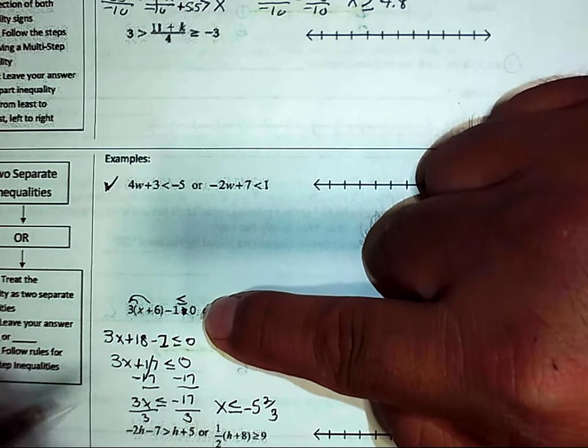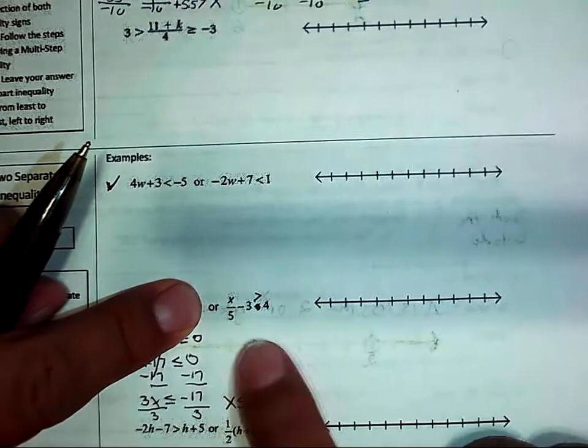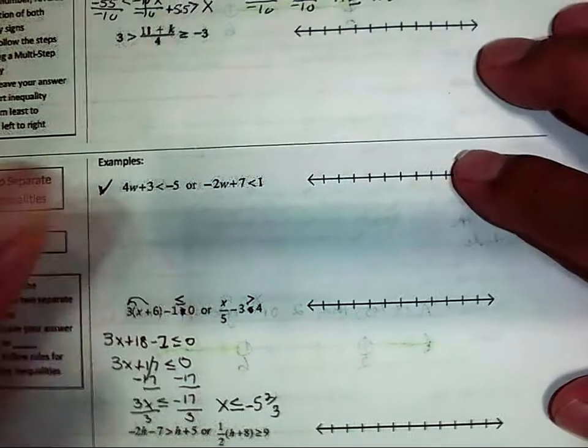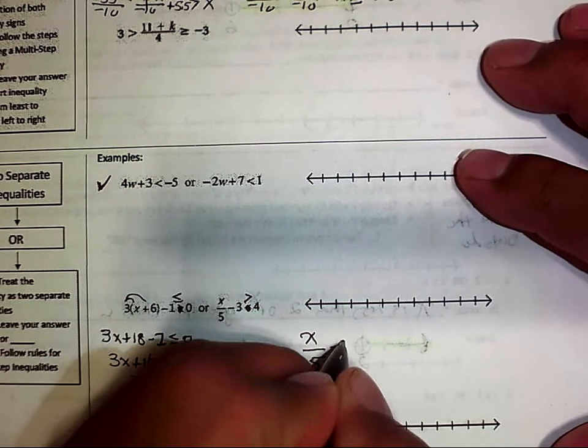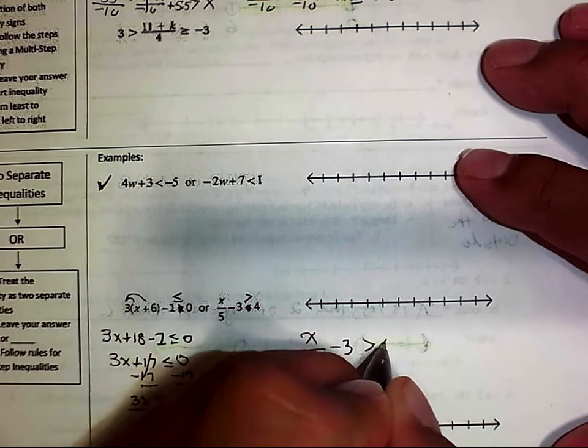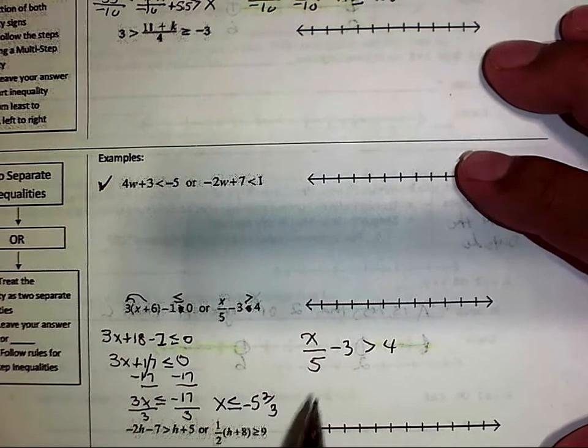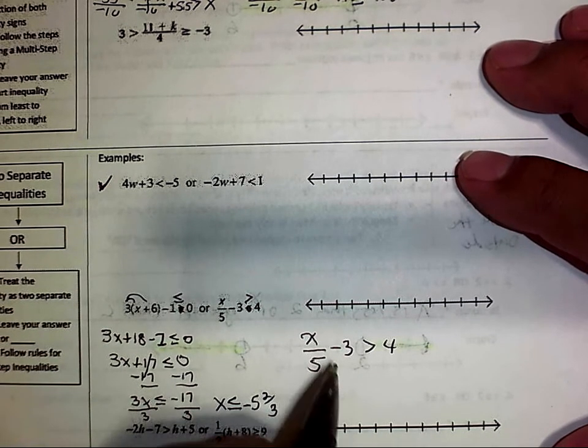Now, what do we do next, Mr. Carrillo? Well, now you cover this one if you want to. Now, just take care of that one. Okay, so I'm going to write it over here. x over 5 minus 3 is greater than 4. Okay, how do we solve this? Well, get rid of the number farthest away. We're going to treat it like an equation. What number is that? Minus 3.